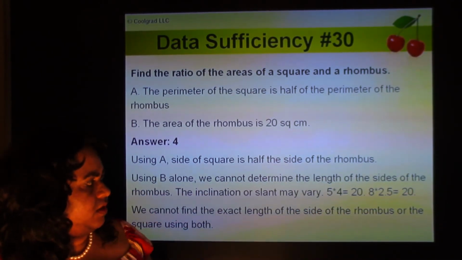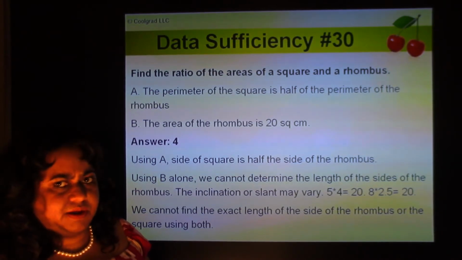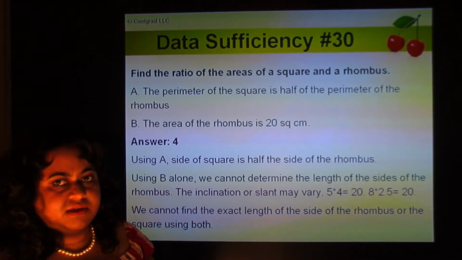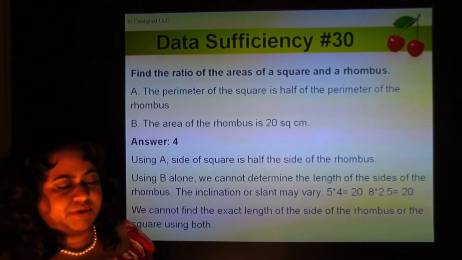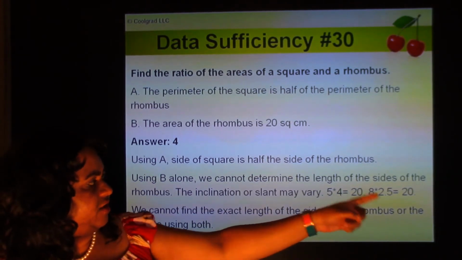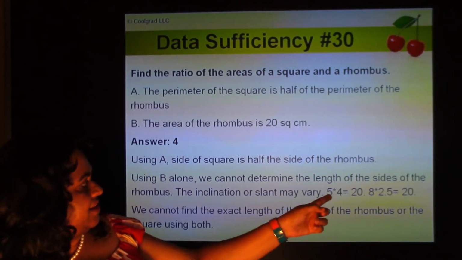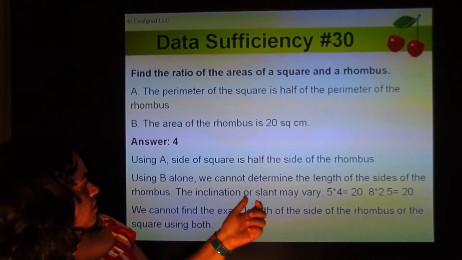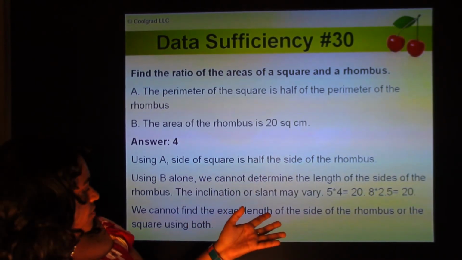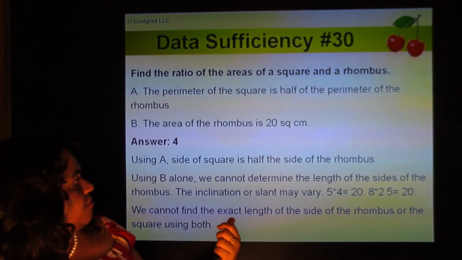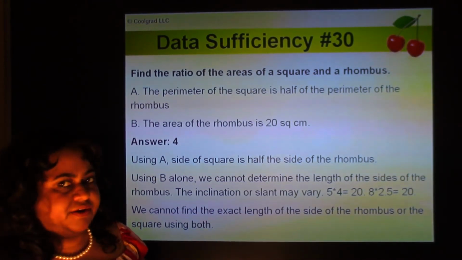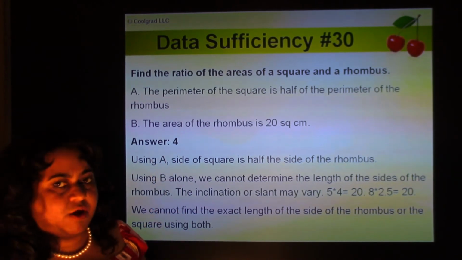So we don't know what the dimensions of the rhombus are, right? It might be a rhombus of side 8 or a rhombus of side 5. We don't know, because the height will be different and it can still have an area of 20. So it doesn't tell us anything about the length of the side. So using both together, we still cannot determine the exact length of the side of the rhombus or of the square using both the statements. So we pick option 4.